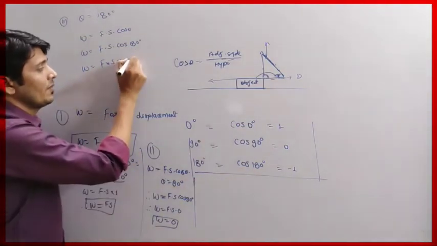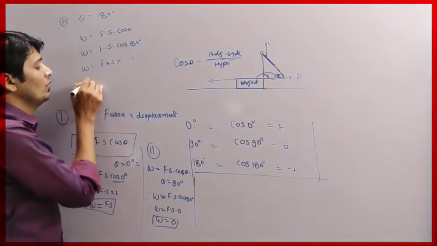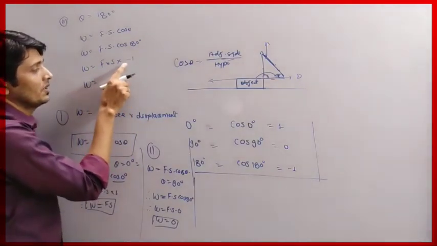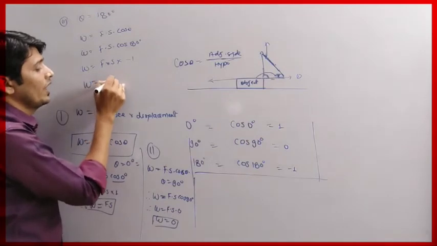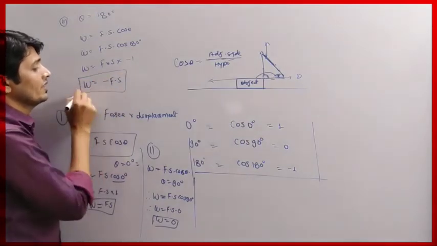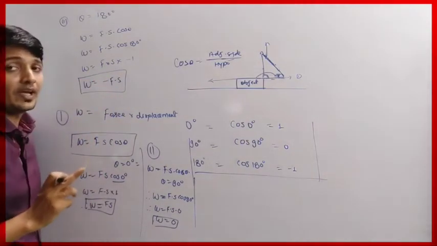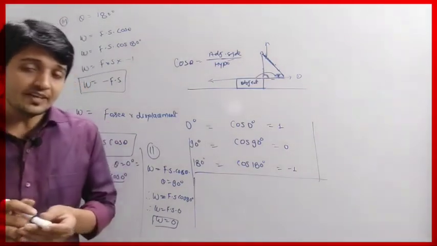Cos 180 degrees is -1. So we have to write here -1. So W equals, if we multiply all these numbers, the sign will become negative. So negative F into S. See, what is the magnitude of work done here? It has come out negative.